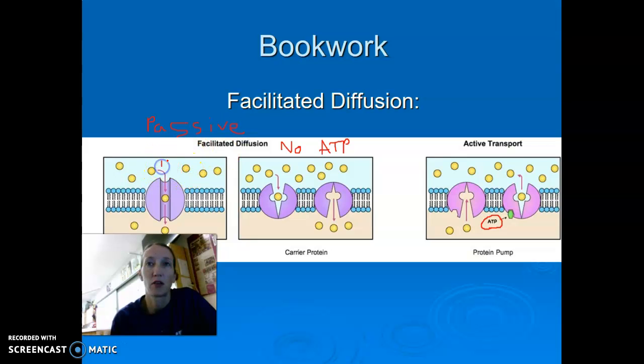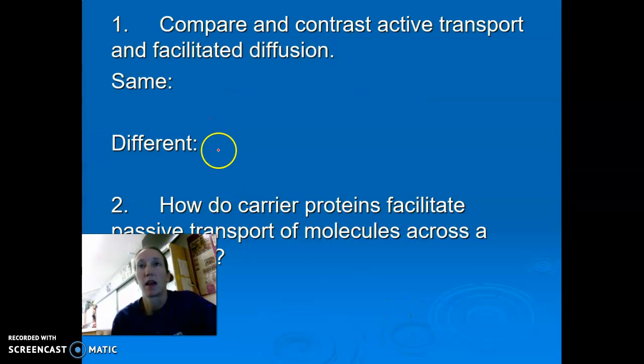Facilitated diffusion can go from a high concentration to a low. That's the only way it can go, is high to low. Same thing over here, it can go high to low. But active transport can actually go both directions, high to low and low to high. So here it's going from a low concentration to a higher concentration. So it's going up. Keep in mind it can go up and it also can go down. So it can kind of go both directions. But that is the answer to number one, compare and contrast active transport.